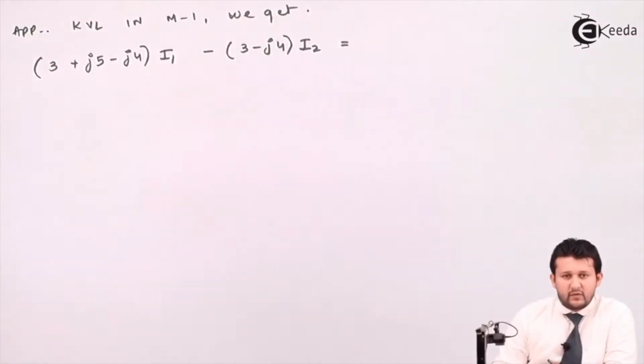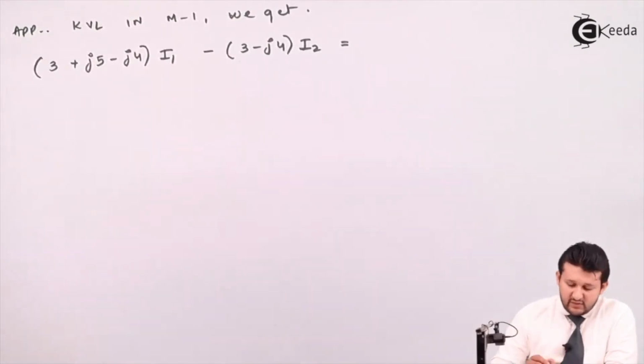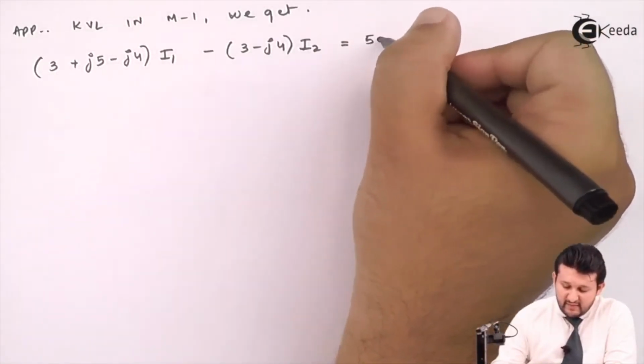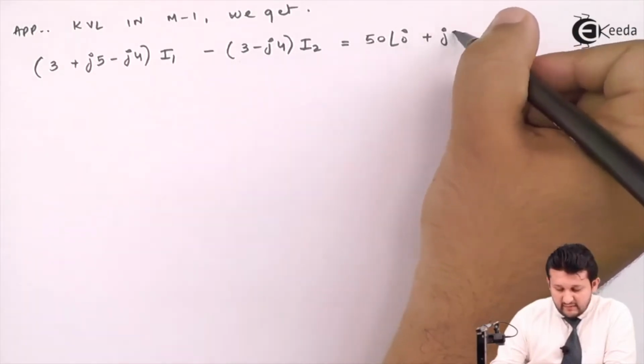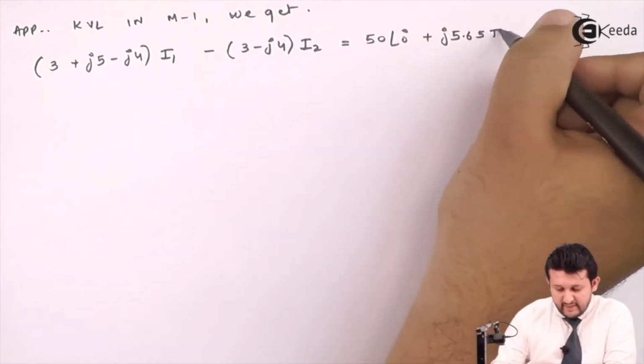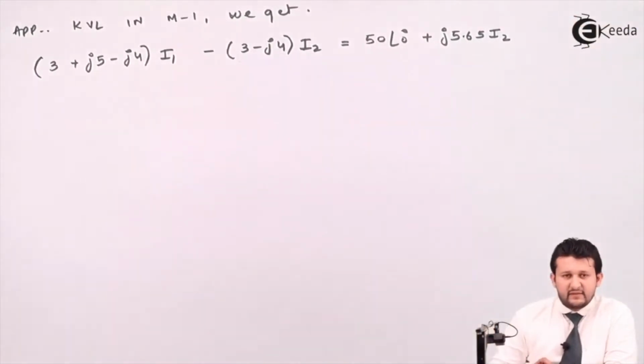When I write equal to, on the right side there should be only voltage sources. When I observe carefully in mesh 1, there are two voltage sources. So your current enters into negative, it will be positive. Your current enters into negative, it will be positive. So 5.65. Since we have a straightforward rule, on the RHS there should be only numbers. All the variables, my dear friends, should be shifted to the LHS.